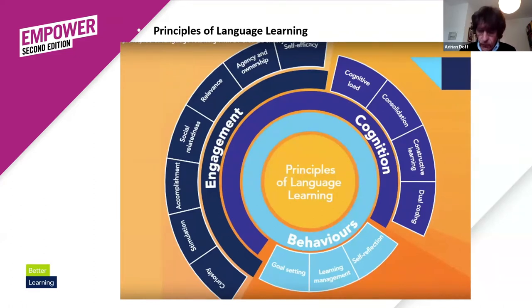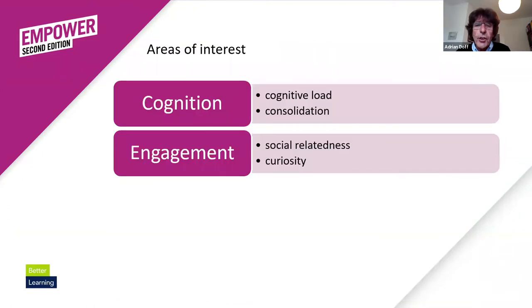What I'd like to do is just focus on four particular areas which I think are interesting, two under cognition and two under engagement. So under cognition, we're going to look at cognitive load, in other words, how much learners have to deal with, and also consolidation, so reinforcing learning. And under engagement, we're going to look at social relatedness, so in other words, the social dimension of learning, and also curiosity, how interest in the lesson, in the learning process, is stimulated.